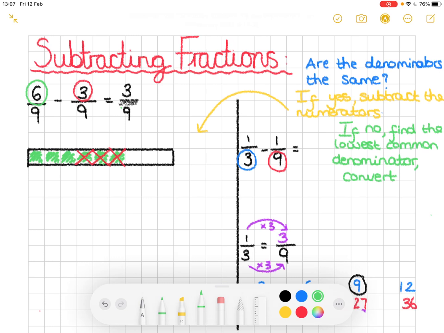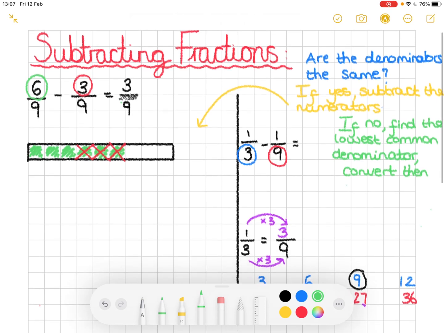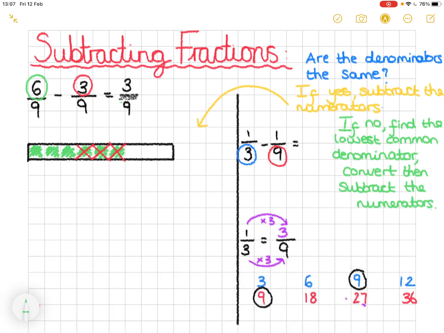The fractions have the same denominator, so now we can subtract the numerators. Okay, really important, only subtract the numerators. So I'm not going to show you on a model because you'll see in a moment that this is exactly the same question as we had before.